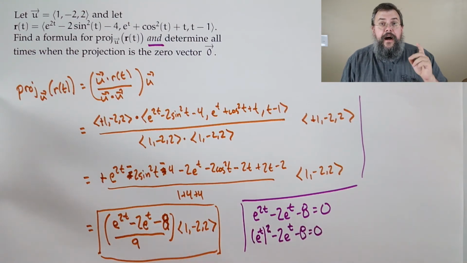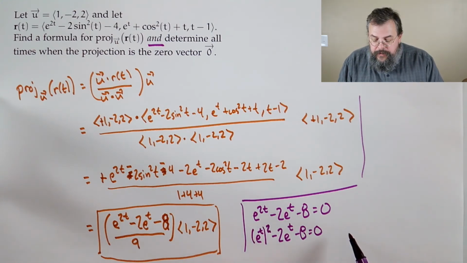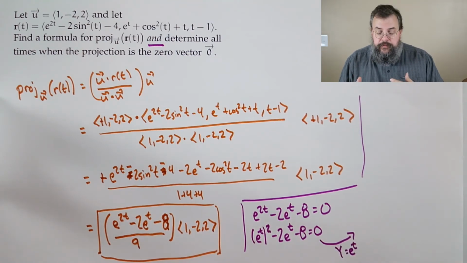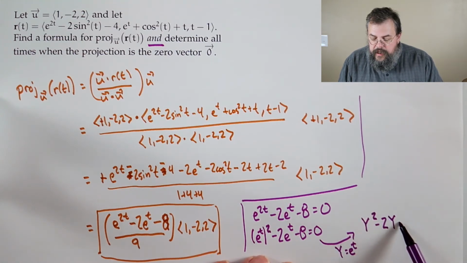And now we have, great, here's an idea. If you let y equal e to the t, so I'm just introducing this new variable, then this is the same as saying y squared minus 2y minus 8 equals 0.